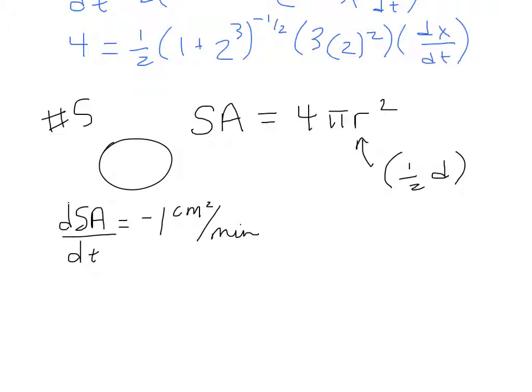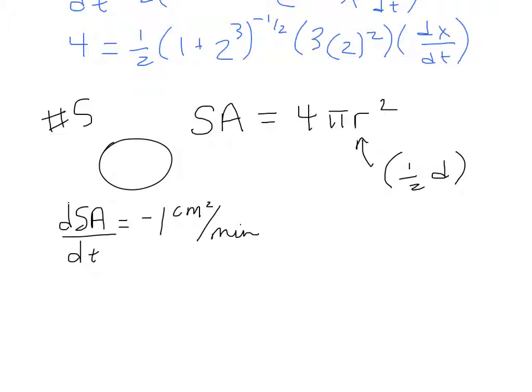I want you guys to get in the habit of doing the swap before the derivative, because there are going to be times where if you don't do the swap before the derivative and you take the derivative, you're going to have a lot of missing information that you can't just fill in. It worked for this problem because radius and diameter was an easy swap, but do the swap beforehand.